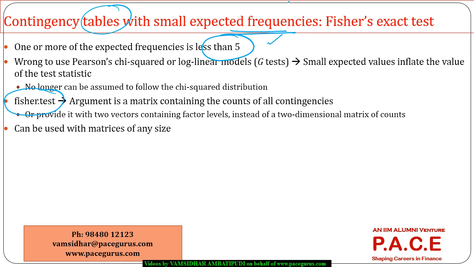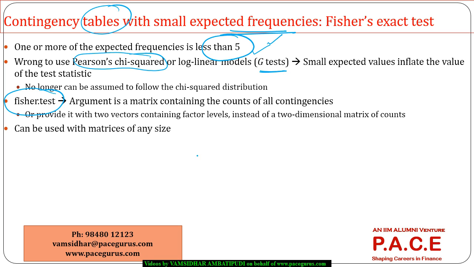In this example, that has not occurred, so we don't need to bother too much about it. But wherever we come across a situation where the expected frequency of any of the groups is less than 5, then it's not appropriate to use the Pearson chi-square test or even the g-test.